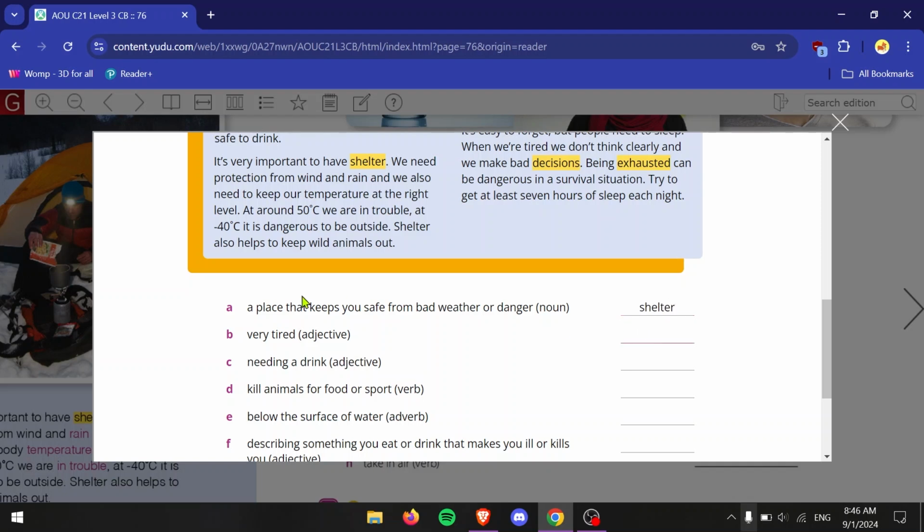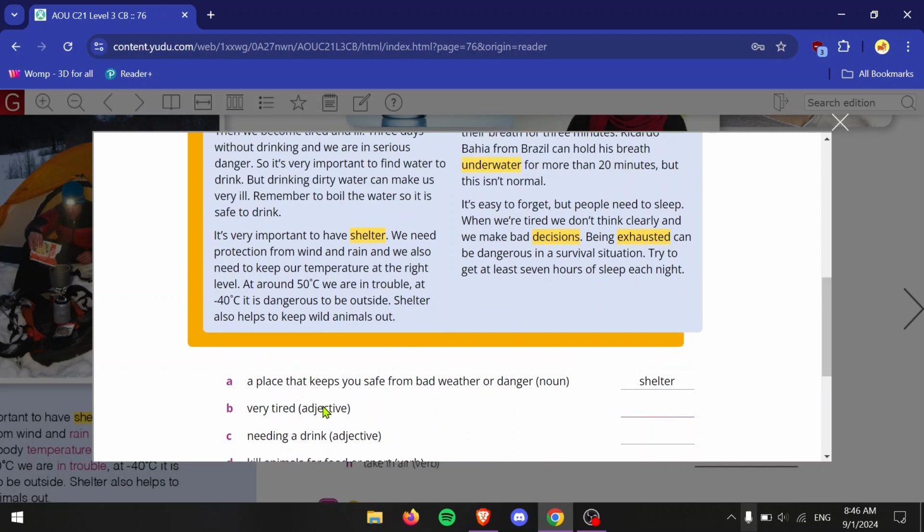So shelter. You're very tired. This one is pretty easy. Very tired. There's another word for it, and it's called exhausted. It's easy to forget, but people need to sleep. When we're tired, we don't think clearly and we make bad decisions. Being exhausted can be dangerous in a survival situation. So the word we're looking for is exhausted.